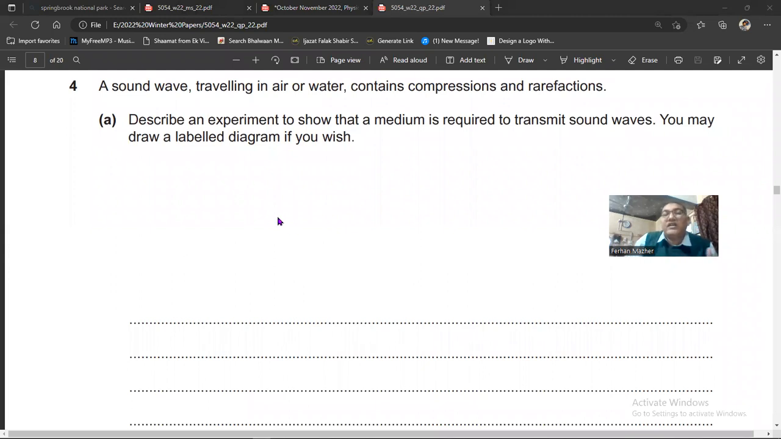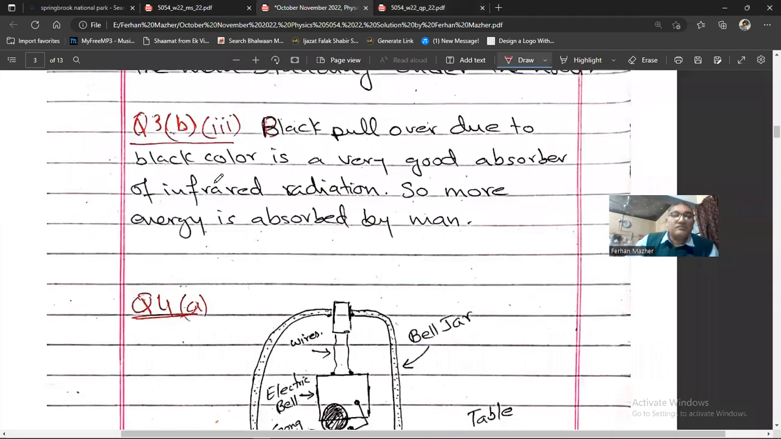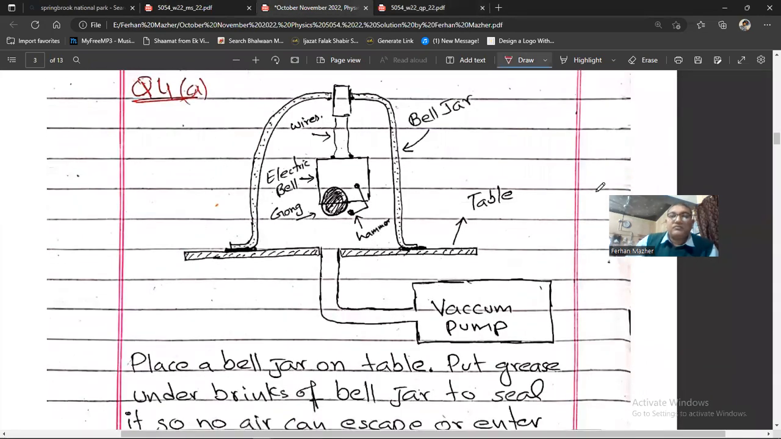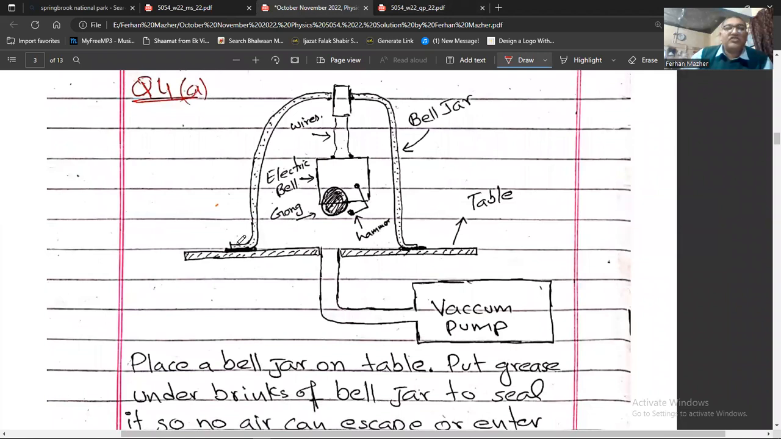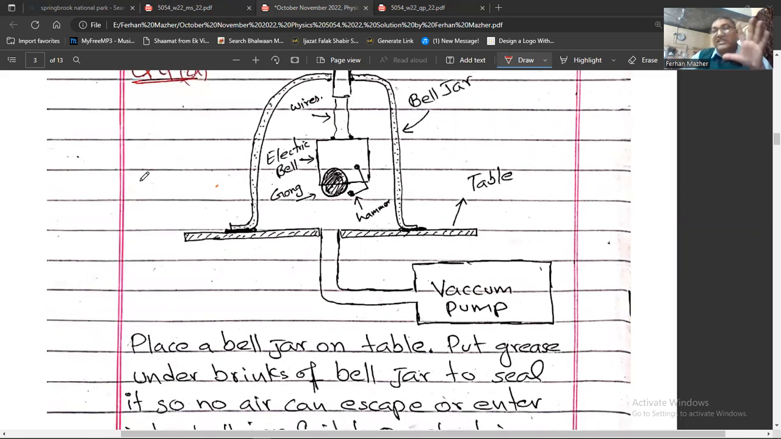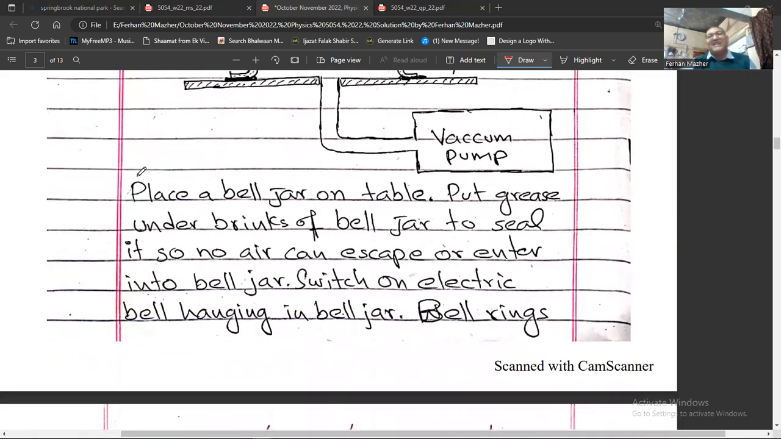Describe an experiment to show that a medium is required to transmit sound waves. You may draw a labeled diagram. So here we go. Here I have drawn the bell jar, this is that cork, and these are the wires and the threads. This is the electric bell, this is the hammer, this is that gong on which the hammer strikes. Here I put some grease, and this is that hole in the table, and through it a vacuum pump is connected so the air can be sucked out. So this is the diagram I have tried to make.